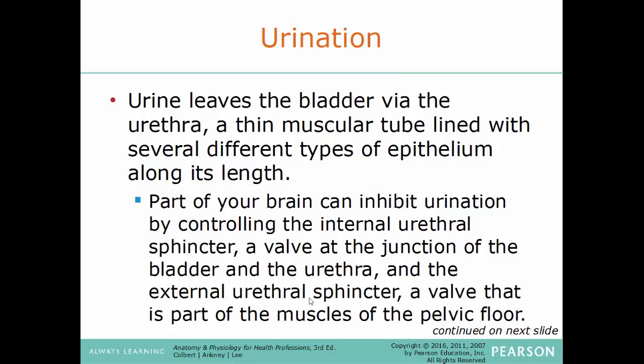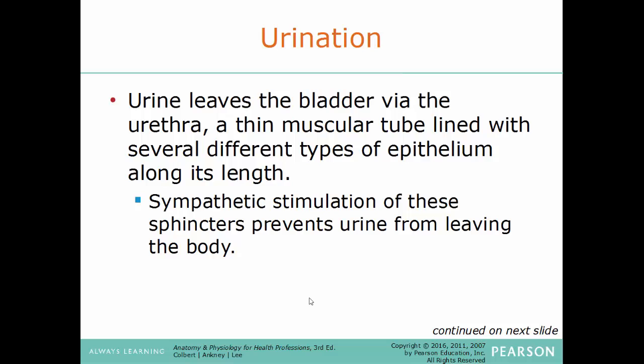Urine leaves the bladder via the urethra, which is a thin muscular tube lined with several different types of epithelium throughout its length. Now, part of your brain can inhibit urination by controlling the internal urethral sphincter, which is a valve at the junction of the bladder and urethra, and also the external urethral sphincter, a valve that is part of the muscles of the pelvic floor.